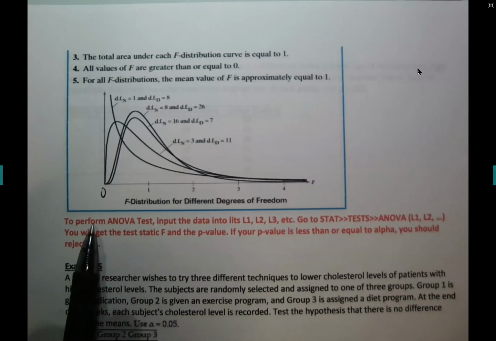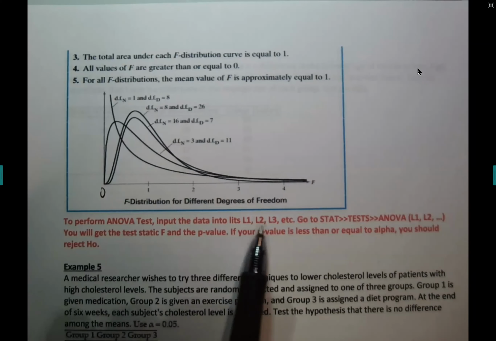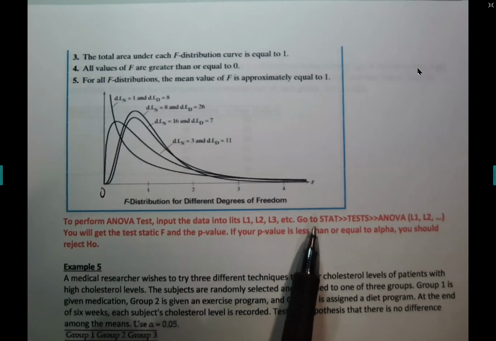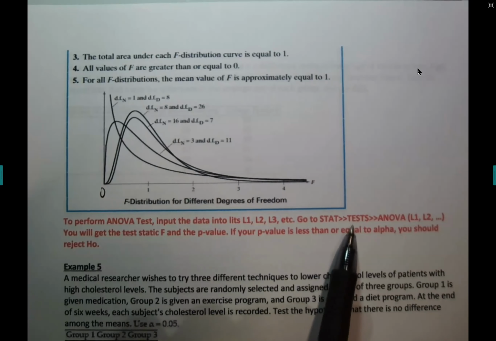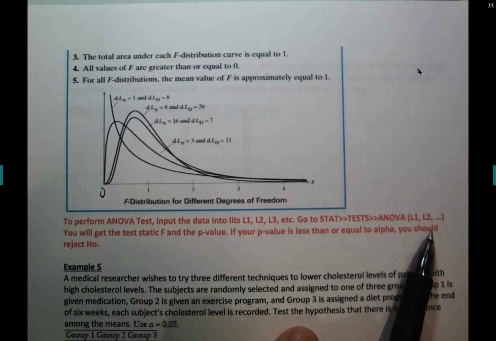And how do you use the ANOVA test? We input the data into L1, L2, L3, etc. We go to STAT, then TESTS, and we pick ANOVA, and we input L1, L2, L3, etc. And then we run the test. We get 2 values, the test statistic, which is called F, and the p-value. And once you get the p-value, you make a decision to reject or fail to reject H0, depending on whether the p-value is less than alpha or more than alpha.